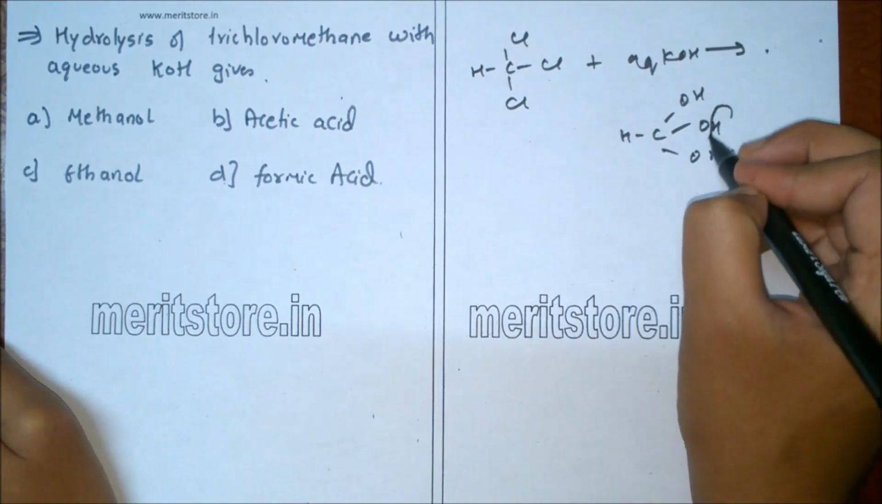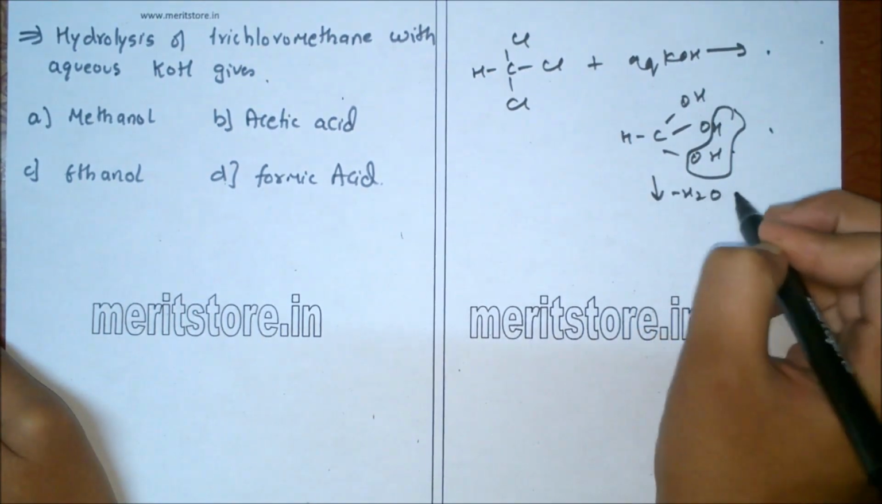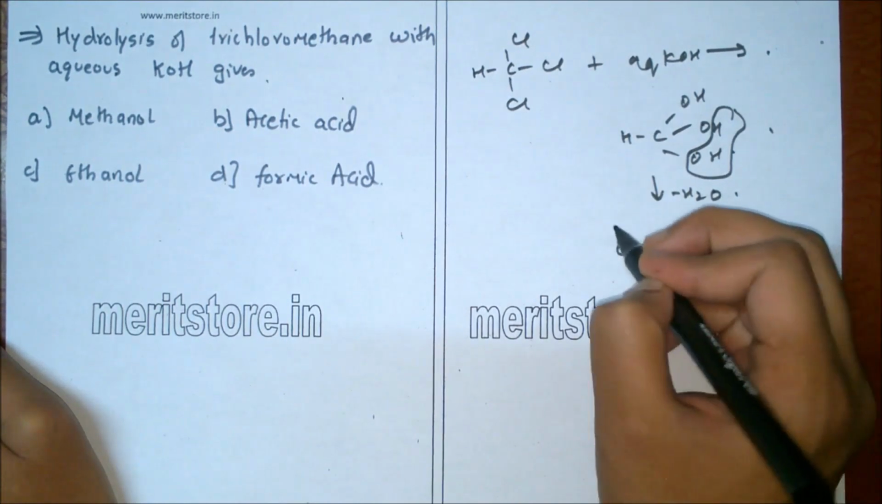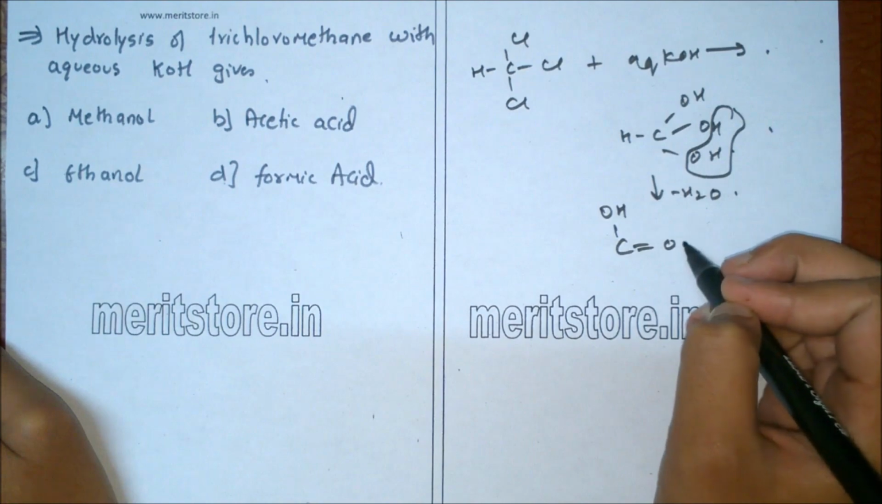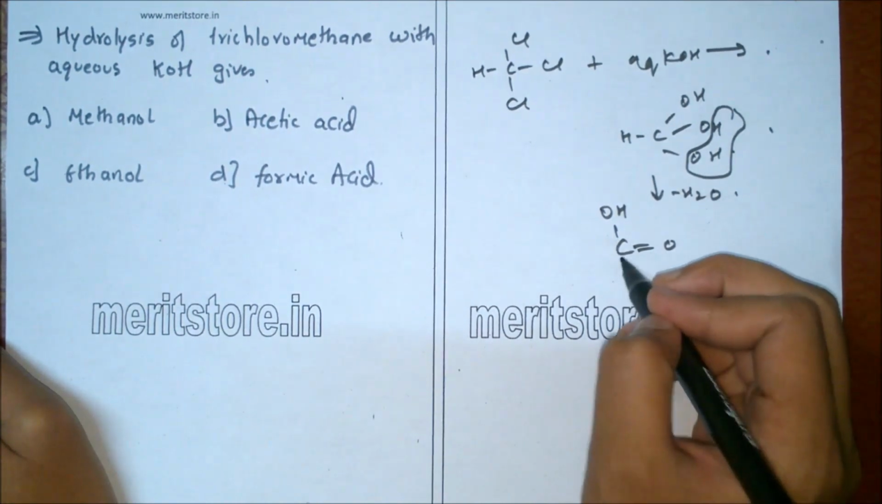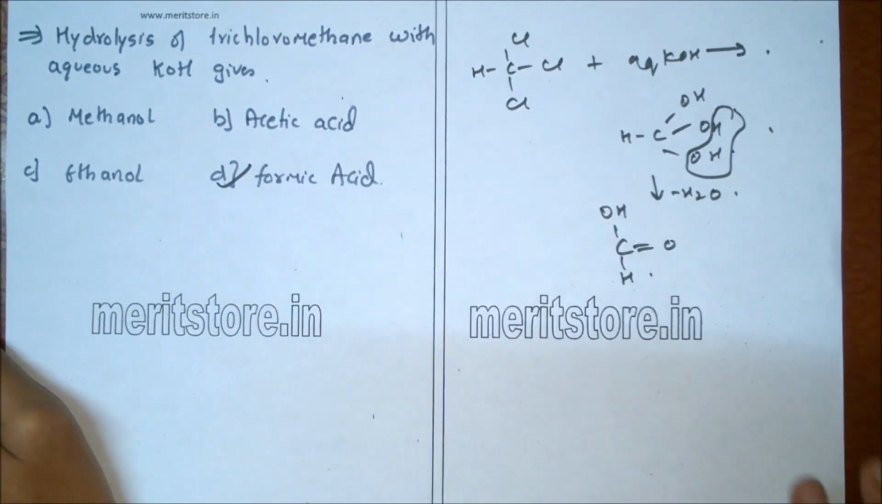There will be removal of water molecule and a ketone with alcohol hydroxy group attached to the same carbon atom, that is enol, is formed. Option D, formic acid.